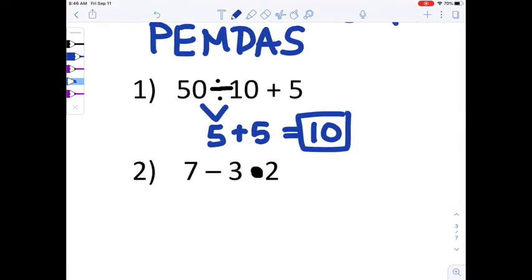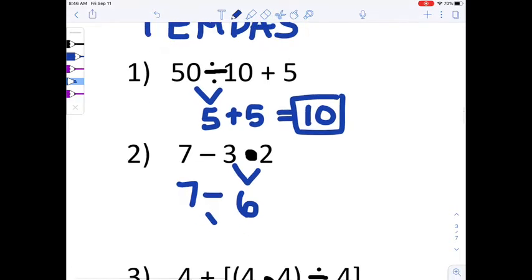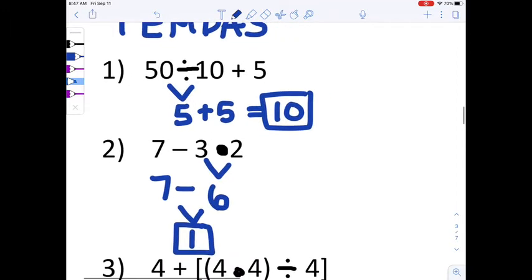Number 2 is 7 minus 3 times 2. There's not parentheses, there is no exponent, there is multiplication. So I'm going to do the multiplication first. And remember, if there's multiplication and division, we have to work those left to right. But in this case, there's only multiplication, so I'm going to start with that. 3 times 2, which is 6, and then I still have 7 minus 6. We just have subtraction left, so I can solve that. 7 minus 6 is 1, and there's my answer.